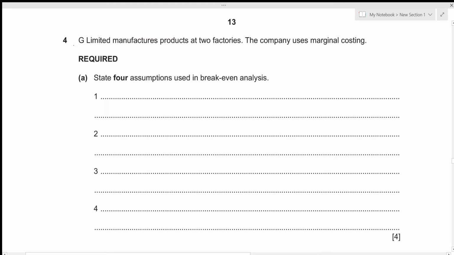G Limited manufactures products at 2 factories, and the company uses marginal costing. So the first part of this question, we need to state 4 assumptions used in break-even analysis. Whenever we're talking about break-even analysis, we only talk about a single product. So our first major assumption is that a single product is being made. Let's write it down. A single product is made.